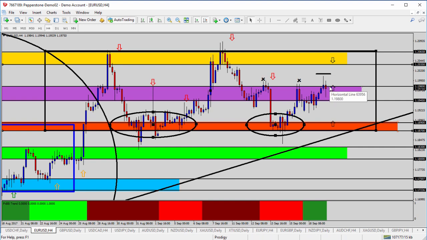So if we're looking for an opportunity today, as long as it's underneath here, like it was here and like it was here, we might have an opportunity to go short, target 1.1945, which is the bottom of the purple zone. And of course, below that, we're all the way back down to the orange zone at the bottom of the chart. So that becomes an opportunity.